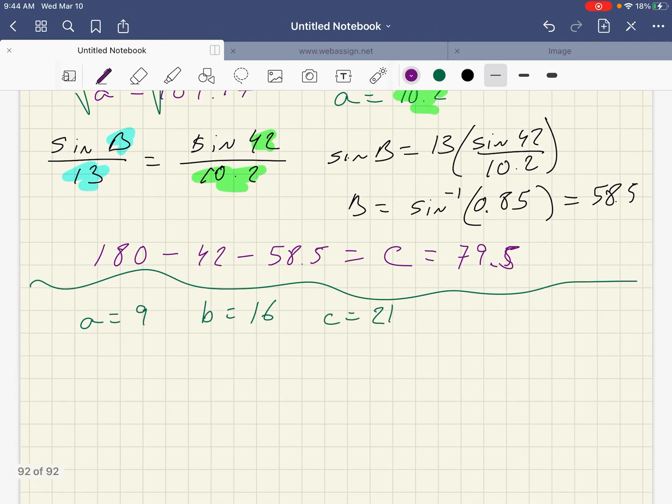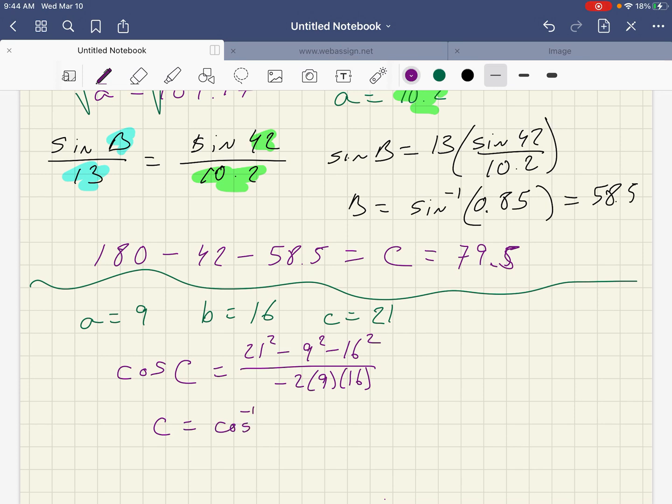Okay, so we're going to use the formula from up here. So we're going to use this formula now. I guess that's cosine of C, so we could start with that. Cosine of capital C is going to be C squared, so 21 squared, minus our A squared, minus our 16 squared, all over -2 times our A times our B, which is our 16. So we're going to plug all of that in, and then we can do the inverse cosine on that.